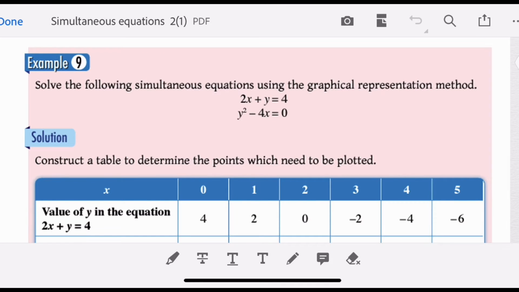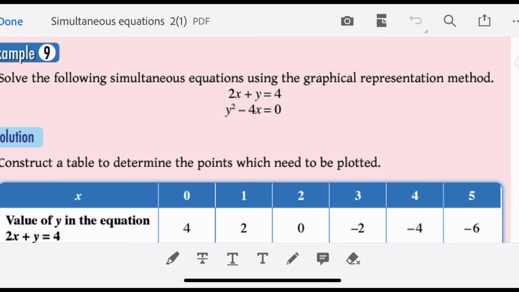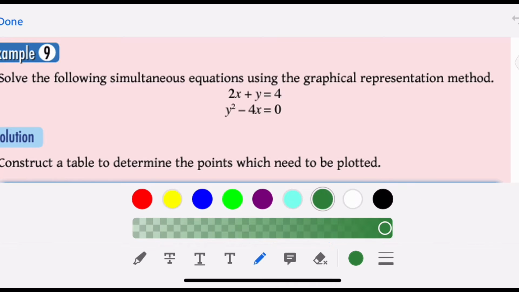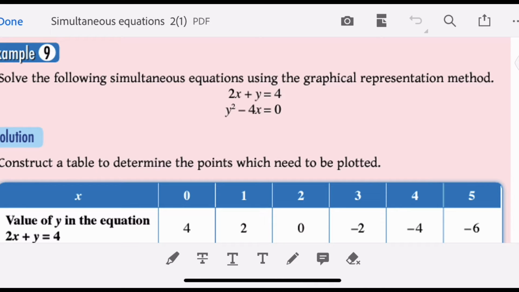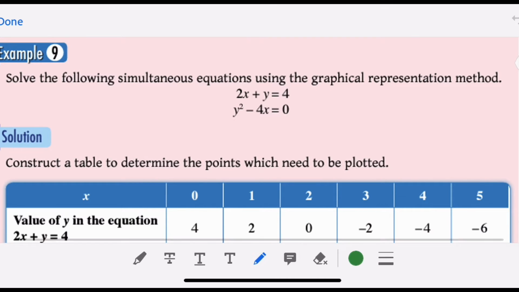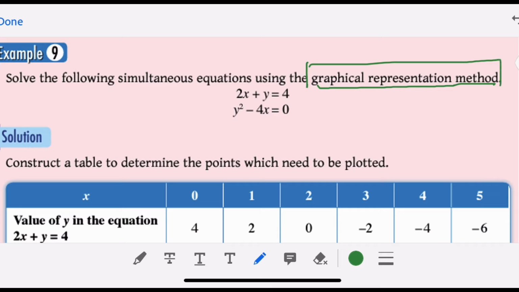As you know, for solving simultaneous equations, we have two methods, right? One is elimination, the other one is substitution. And in fact, we have another method, which is the so-called graphical representation method. So today I will focus on the graphical representation method.